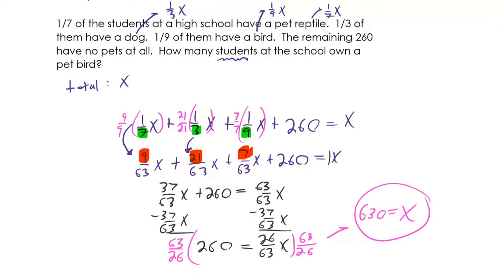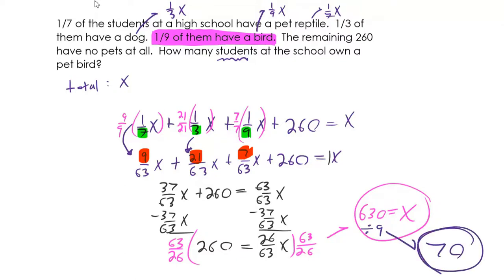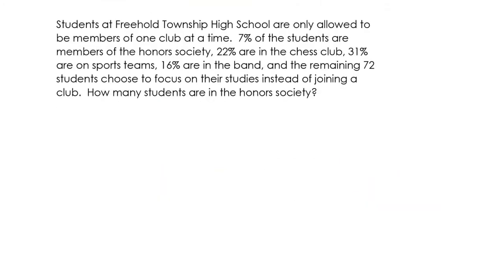But be careful, if 630 were an answer, it would be wrong because the question was asking us about how many have a bird. And that's 1/9 of the total. So the answer to our question is going to be that number divided by 9, which is 70. And that is the answer to this question. And now going to our next question.